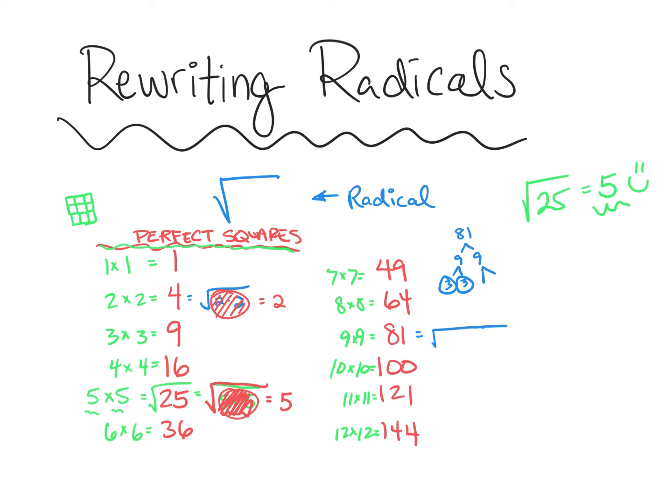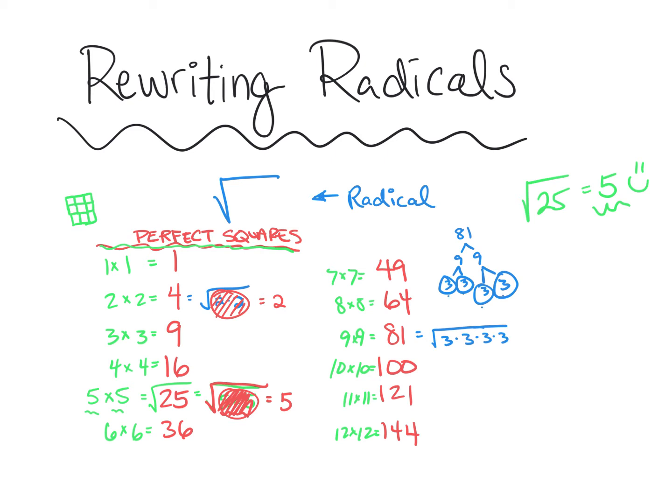The other 9 can also be broken down to 3 and 3. So if you didn't already know that the square root of 81 is 9, you might do it the long way. And you might be like, okay, I've got a 3, a 3, a 3, and another 3. There's 4 3s there. 1, 2, 3, 4.